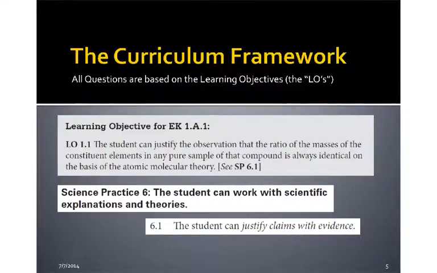So for example here, there's a learning objective for your essential knowledge, and it's linked up with the science practice, which is students can work with scientific explanations and theories, and a sub-idea from that is justify claims with evidence. Then you can come up with a learning objective that the student can justify the observation that the ratio of the masses of constituent elements in any pure sample of that compound is always identical on the basis of the atomic molecular theory. That is, the law of definite composition.